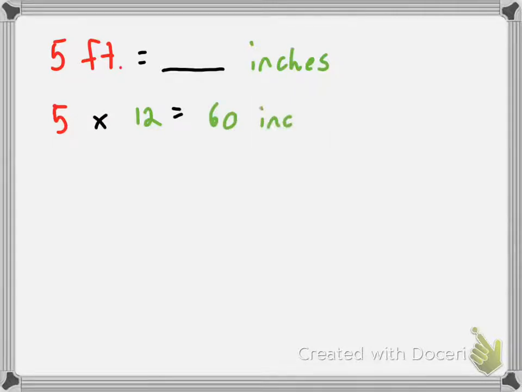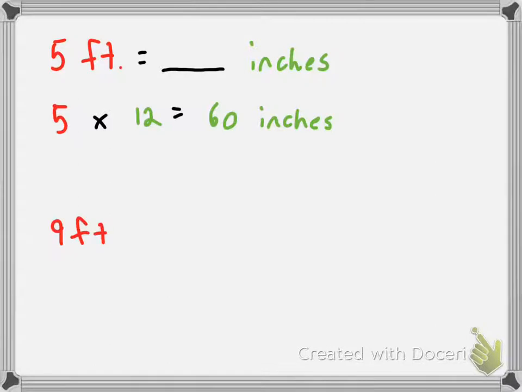If I have a problem like 5 feet, and the FT stands for feet, and I want to convert it into inches, well, I know that 1 foot has 12 inches in it. So 5 feet means I must take 5 of those feet and multiply it by 12 inches. So 5 times 12 equals 60 inches. So 5 feet is the same length as 60 inches.